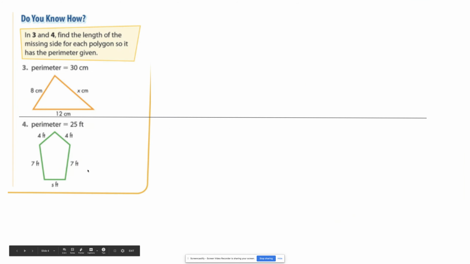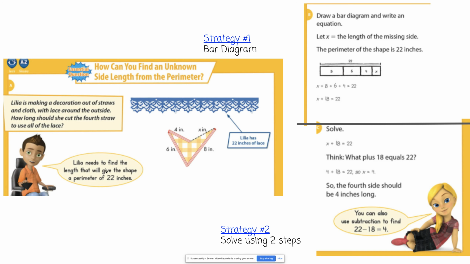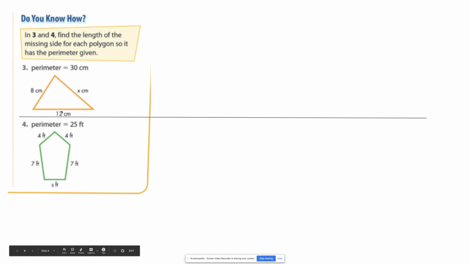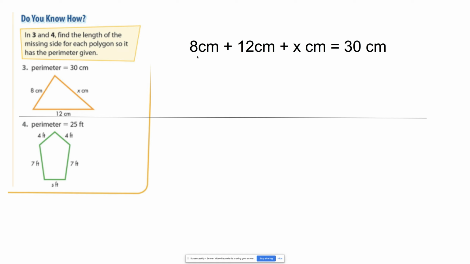Let's try a few more. Here's a triangle. And it says in questions 3 and 4, find the length of the missing side for each polygon, so it has the perimeter given. The perimeter given for this shape is 30. So I'm going to add the given sides. 8 plus 12 plus X equals 30. The next step would be to add 8 plus 12 and get 20. And step 2 would be to subtract from the whole, which is 30, minus 20 equals 10.